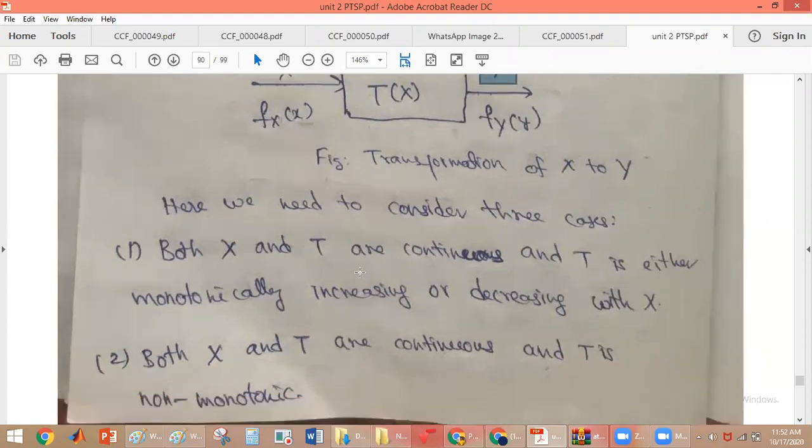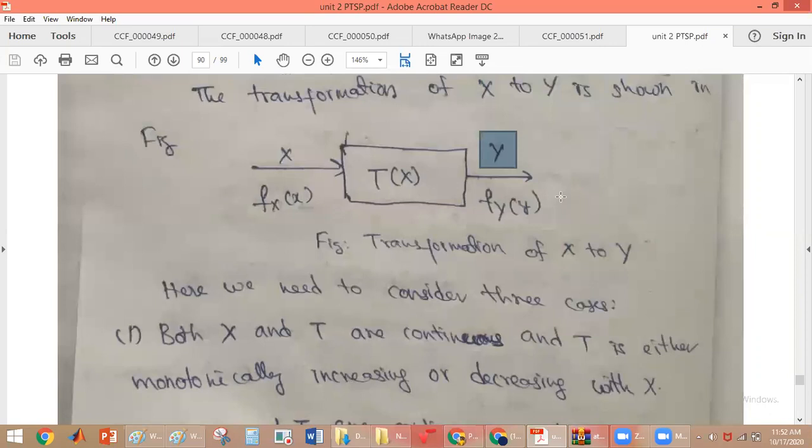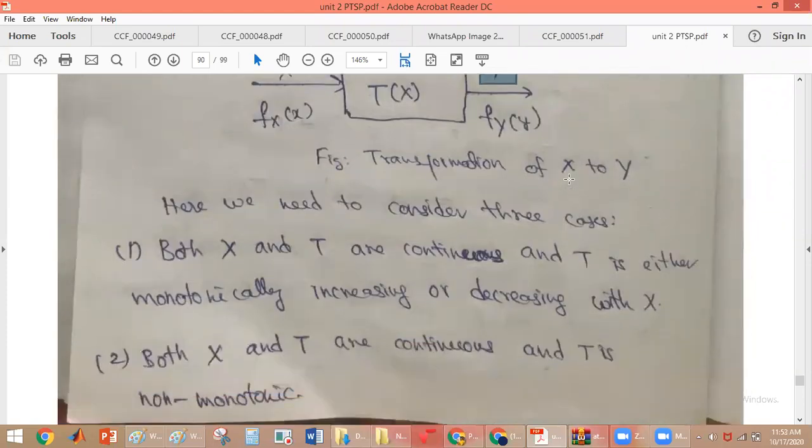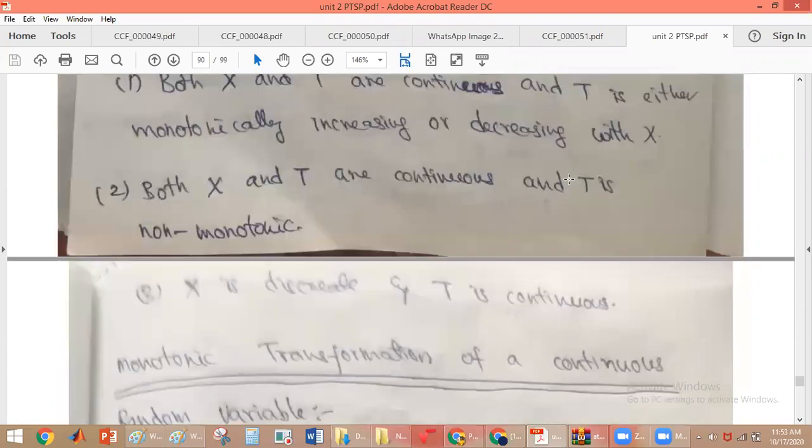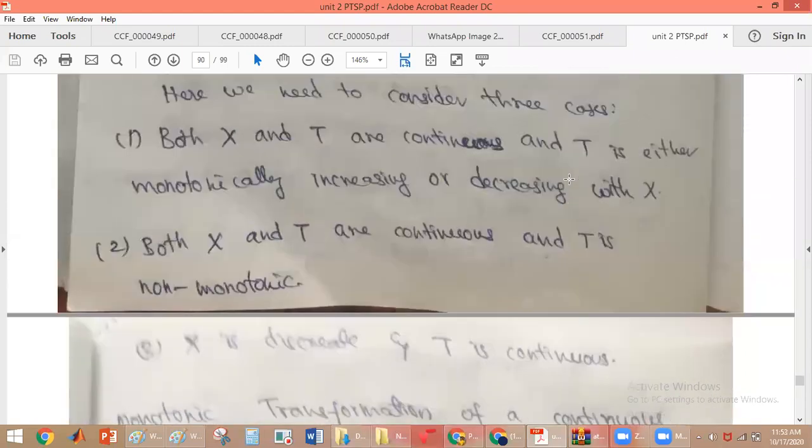Then if x and T are continuous and T is non-monotonic, so T is neither increasing nor decreasing, non-monotonic means it is non-linear, in that case how do we get y? And the third case is x is discrete, T is continuous. So in this case how will y be? This we are going to discuss.